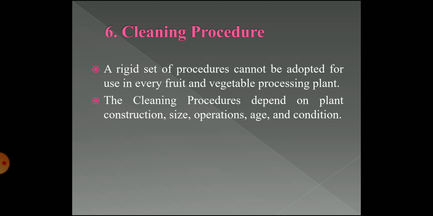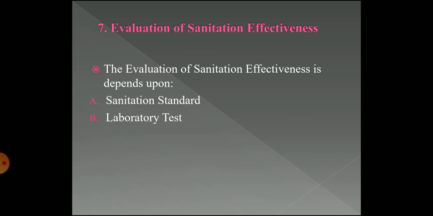Cleaning procedure. A rigid set of procedures cannot be adopted for use in every fruit and vegetable processing plant. Hence, the cleaning procedure completely depends upon the plant construction, size, operation, age and condition. The last point is evaluation of sanitation effectiveness in fruit and vegetable processing plants. It completely depends upon sanitation standards and laboratory tests.